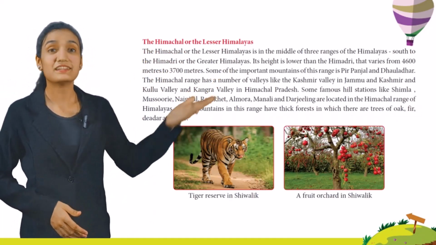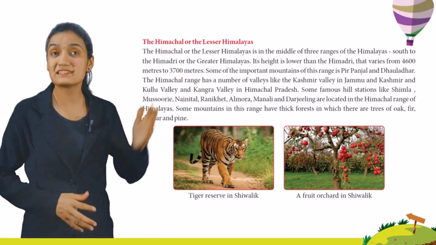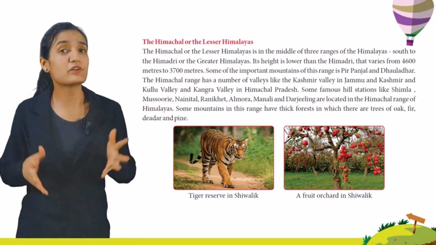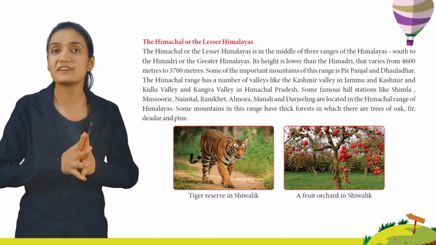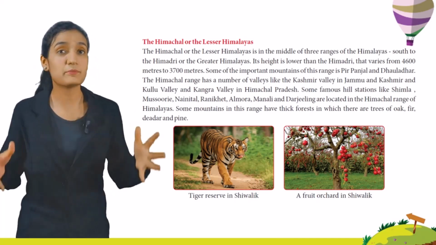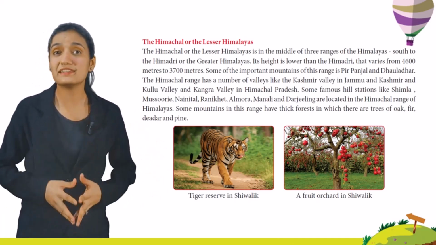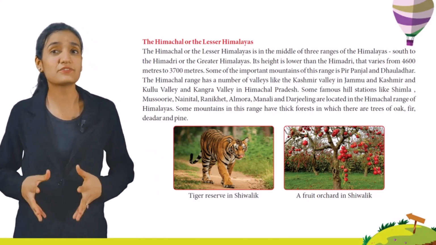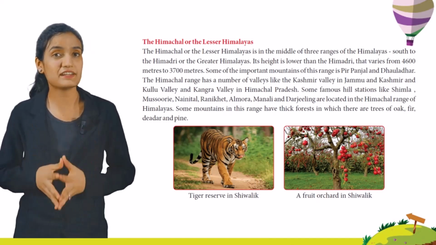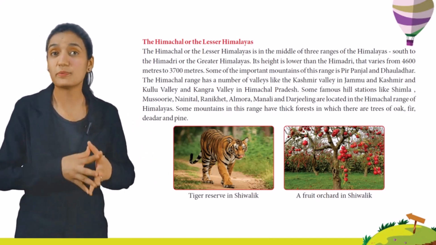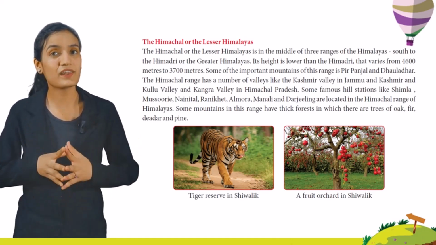The Himachal or the Lesser Himalayas. The Himachal or the Lesser Himalayas is in the middle of the three ranges of the Himalayas, south of the Himadri or the Greater Himalayas. Its height is lower than the Himadri. That varies from 4,600 meters to 3,700 meters. Some of the important mountains of this range are Pir Panjal and Dhauladhar.